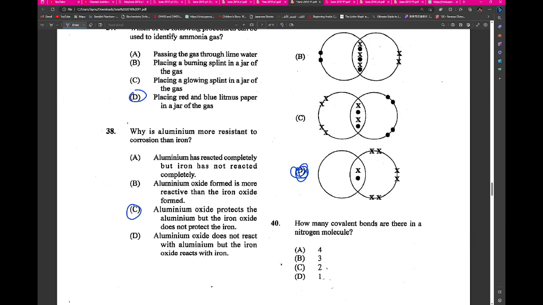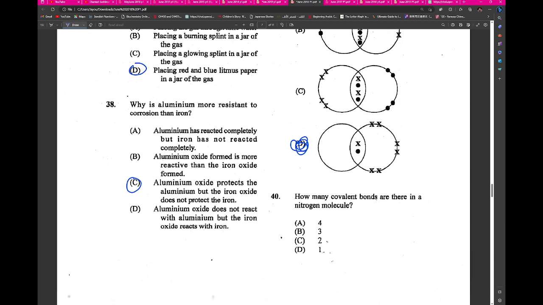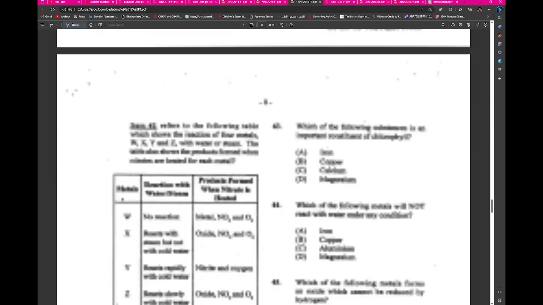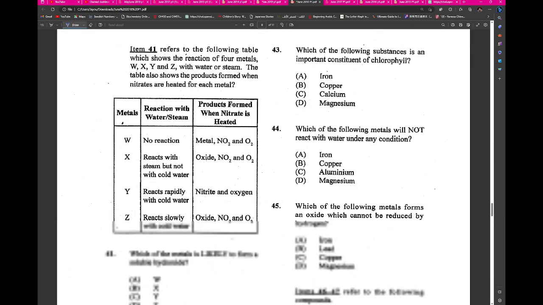How many covalent bonds are there in a nitrogen molecule? This would be 3 covalent bonds. Right. Which of the metals is likely to form a soluble hydroxide? So no reaction here. Reacts with water, but probably would be Y, reacts readily with cold water.